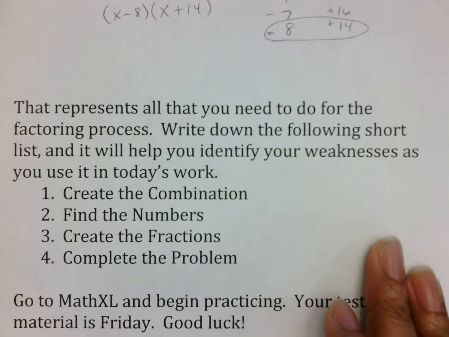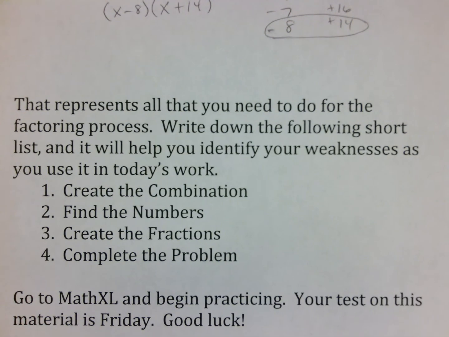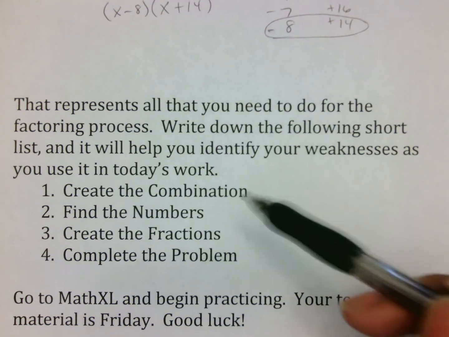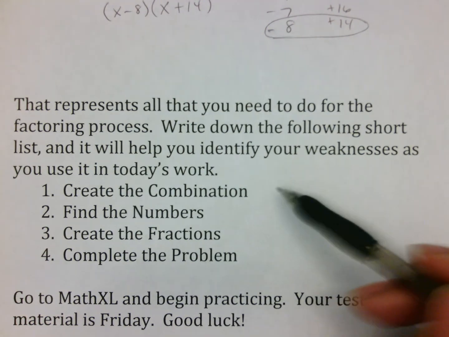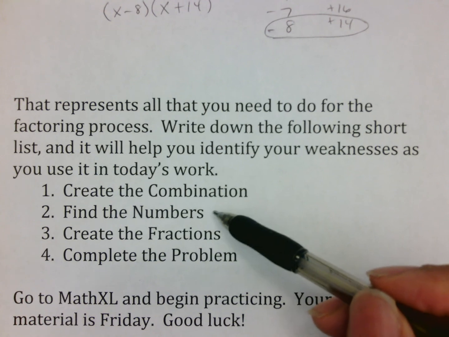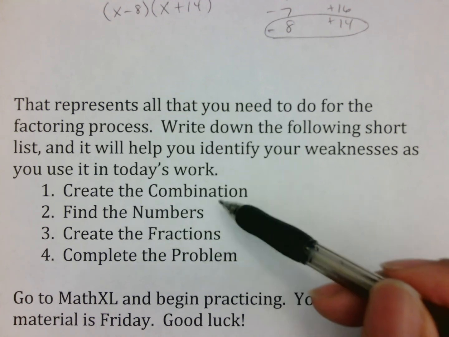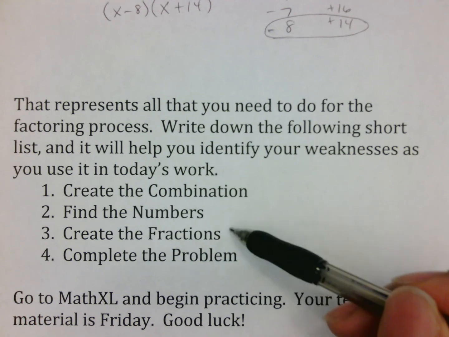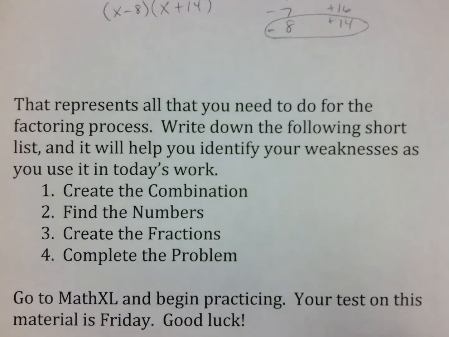Write down the following short list, and what it will do for you is not only guide you, but it will help you identify your weakness as you use it in today's work. Again, step 1, create the combination. That's where you do the multiplies that equal something. Find the numbers. Again, that skill we already kind of learned, but maybe that's still your weakness. After you find the numbers, you use the first term to create the fractions. After you've reduced those fractions, you complete the problem by putting them into the proper format.